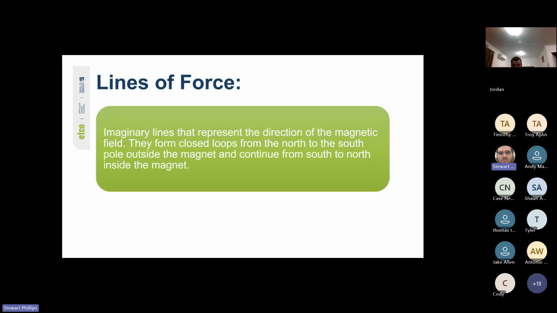Cool, lines of force. Imaginary lines that represent the direction of the magnetic field. They form closed loops. We'll have a look at this in a little bit. They go from the north to the south pole outside the magnet, and continue from south to north inside the magnet. That's how wide the field is, but field strength is about density. So we'll look at it in a little bit.